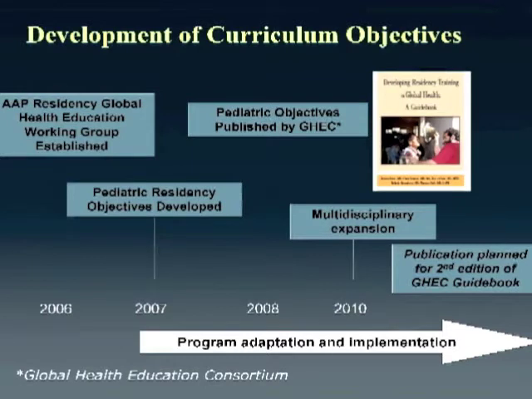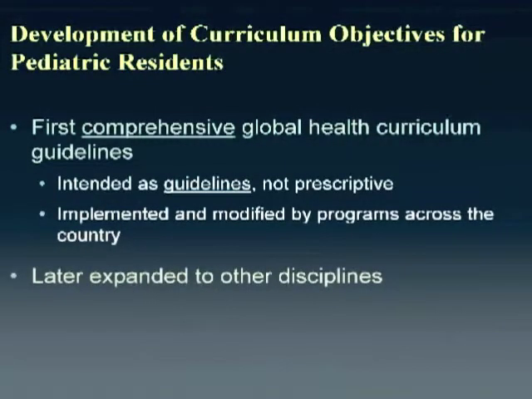But these were published by the Global Health Education Consortium a couple of years ago in a chapter in the CUGH guidebook on residency training. And more recently, a collaborative group within CUGH has worked on expanding these objectives to the disciplines of obstetrics and gynecology and internal medicine. And these will be published in the next edition of the CUGH guidebook. Now, we acknowledge that these are certainly not the only learning objectives in global health that have been developed, but to our knowledge, this is the first set of comprehensive global health learning objectives that have been developed for residency programs, and they've been used by at least some pediatric residency programs to date.